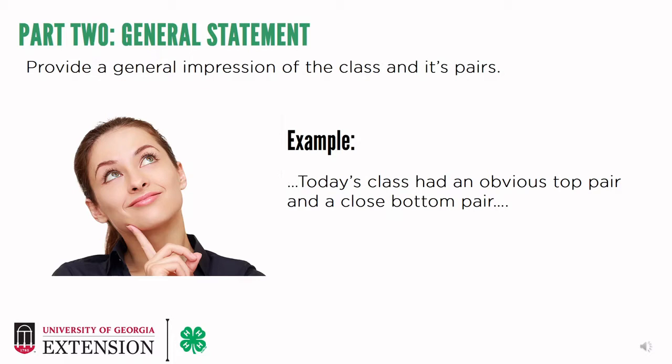In this statement, I told the judges that I've really analyzed this class. I've determined that there's 2 pairs. There's a top pair and a bottom pair. And I've determined that the top pair was actually easy to judge, but the bottom pair was really difficult. This gives the judges a chance to get caught up and understand where you're going to be going with your explanations.